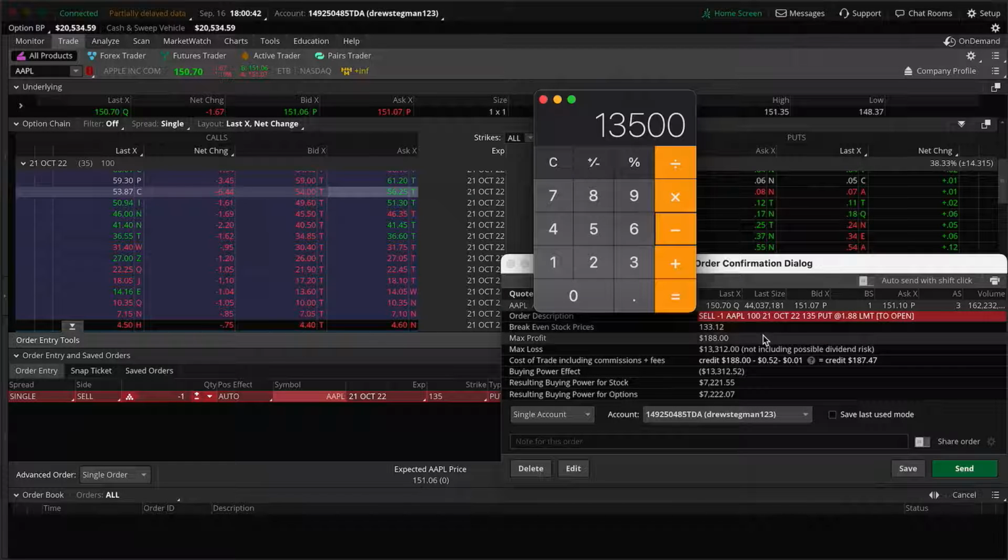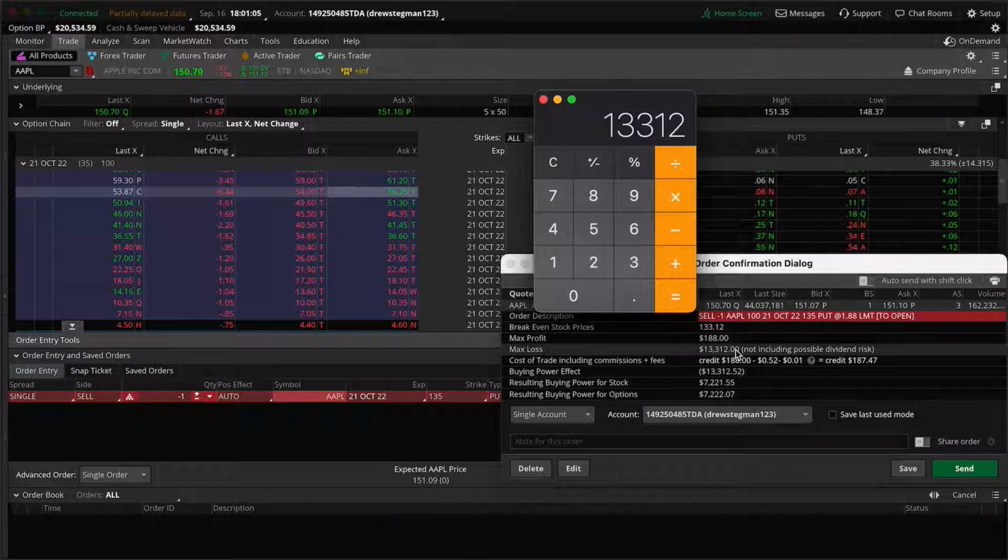But we'll just assume no commissions on this. So we're going to take 188 minus 13,500. And what do you see here? You have 13,312. That's exactly what our max loss is. So if Apple comes out on Monday and says they're going bankrupt, highly unlikely, right, but the stock price goes down to pretty much nothing, that's your max loss, okay?